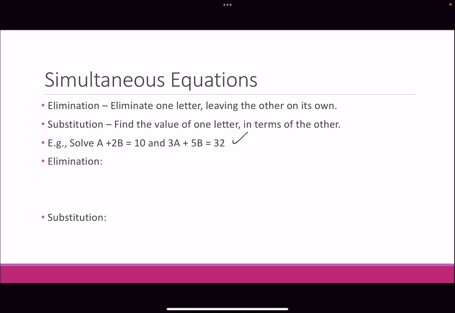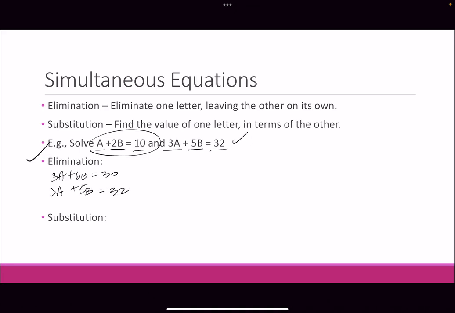So if we have A plus 2B equals 10 and 3A plus 5B equals 32, and I want to eliminate something, I need to have two of the same term in each of these equations. For example, A and 3A are not the same. 2B and 5B are not the same. 10 and 32, we're not going to eliminate those anyway. We want to eliminate either A or B, so I need to manipulate the equation to make it the same. I'm going to multiply this whole equation by 3. I get 3A plus 6B equals 30. And now I have 3A in both equations.